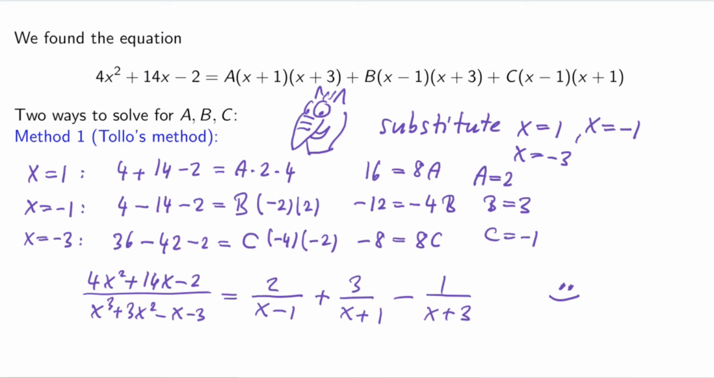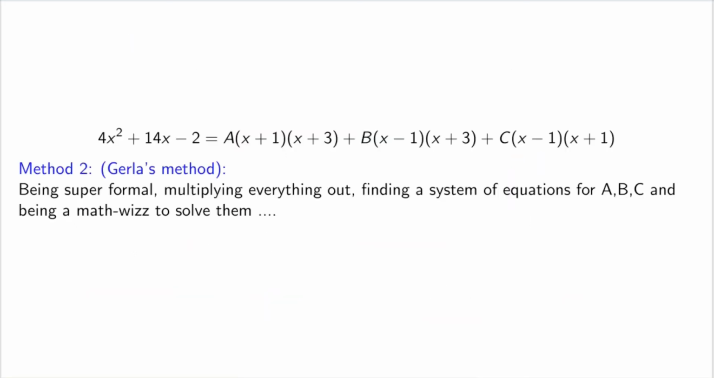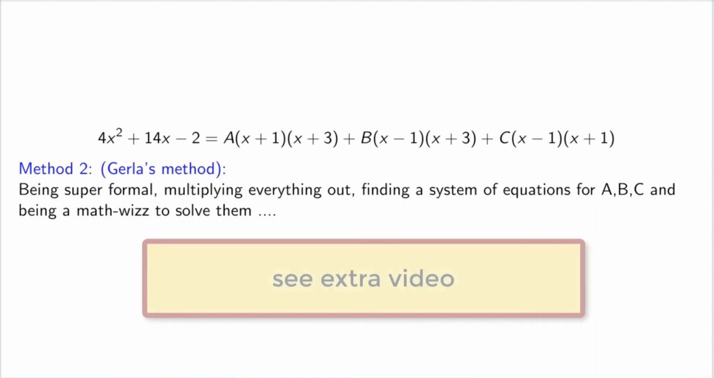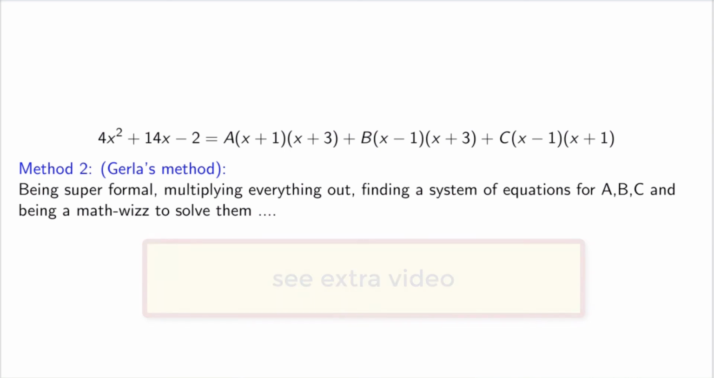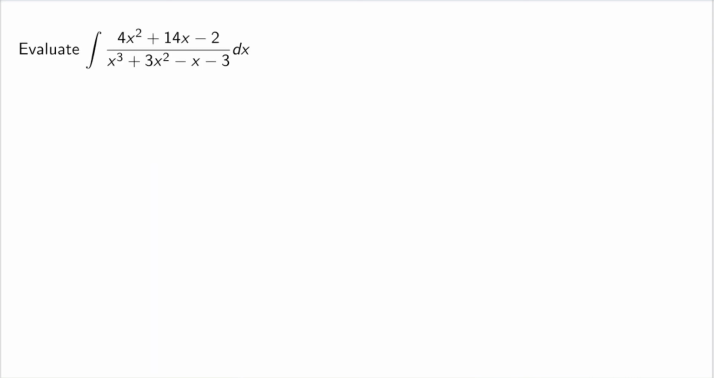Before I do this, though, let me talk about the second method. We call the second method Talos method. You multiply everything out, you get a polynomial equation, and then you'd be a math whiz and solve them. I will show this for those who are interested in another video. Okay, so now we go to the integration.